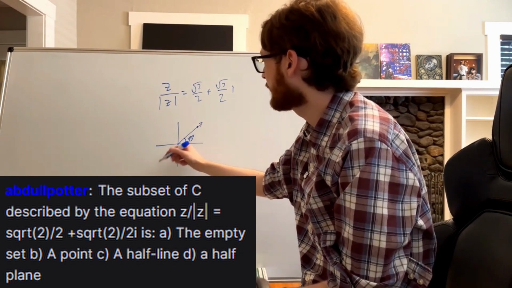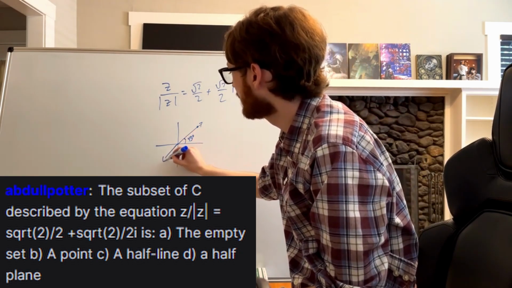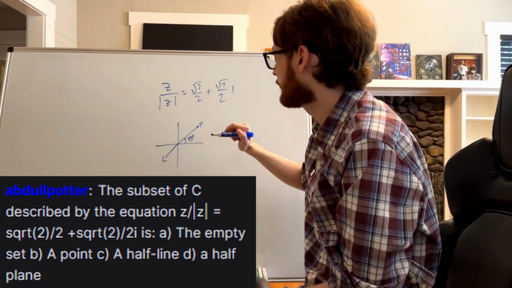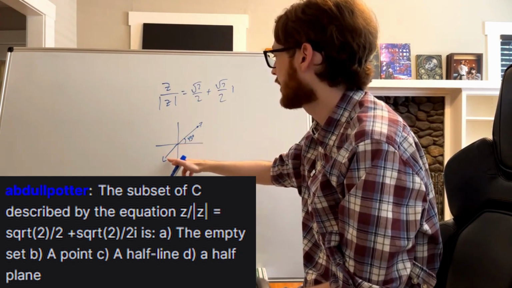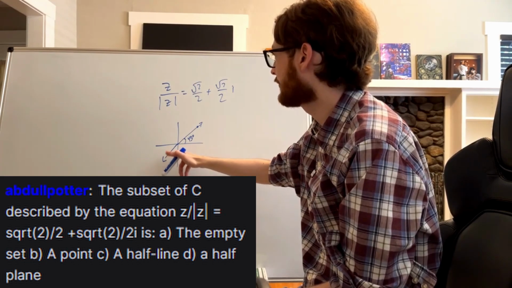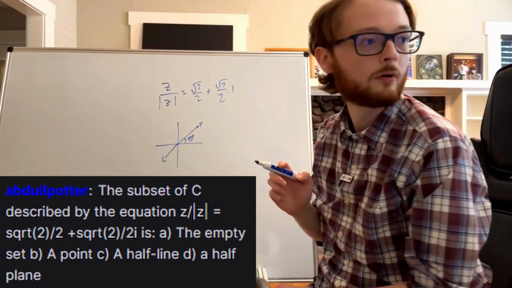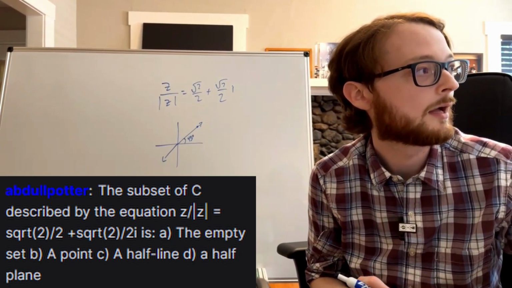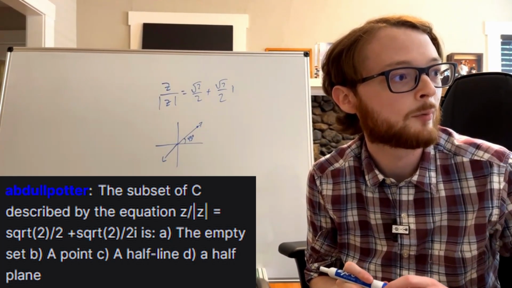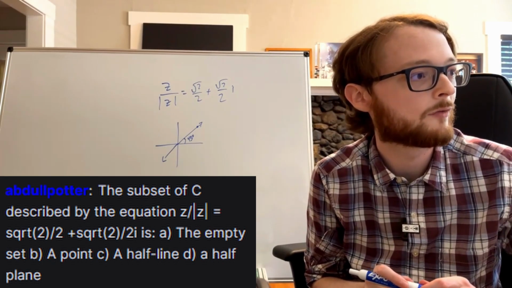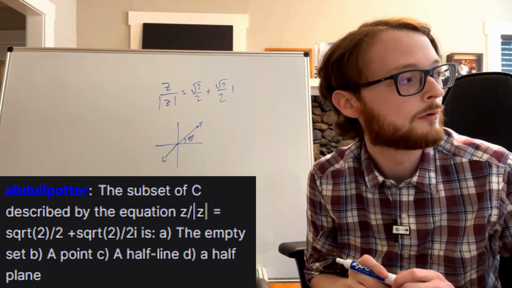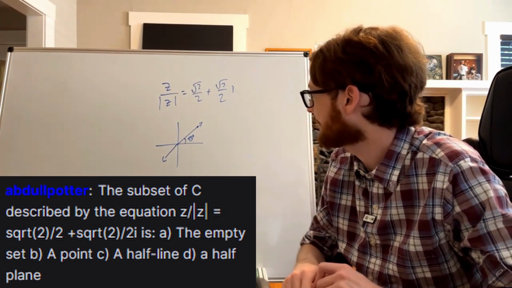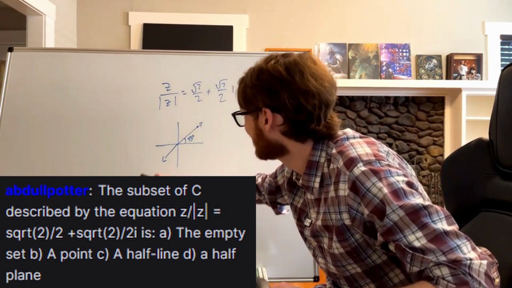And you don't use this other line coming out the other side because you would get negative 2 root 2 minus root 2 over 2, because both parts of the complex number would be negative. So I think the answer is C, a half line. I never did a complex variable class though, so I'm going off my basic understanding of what I do know. I'm pretty confident in this though.